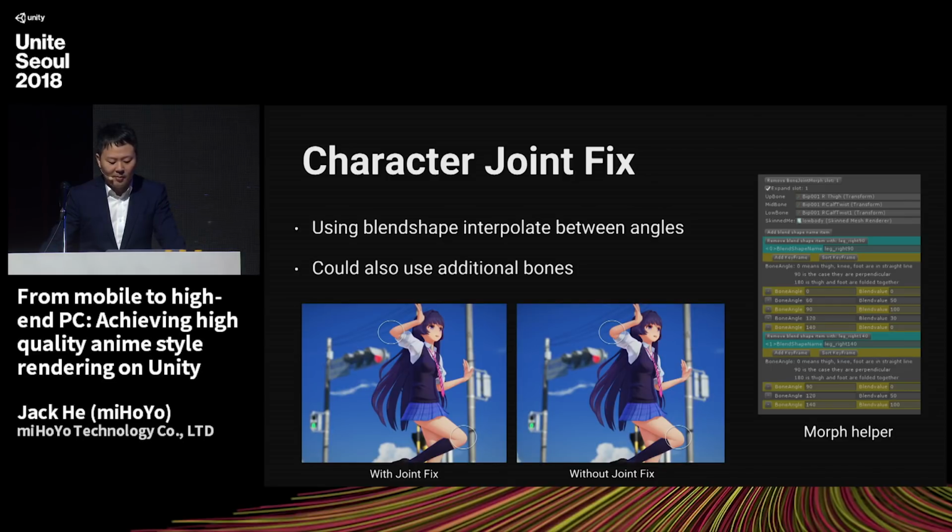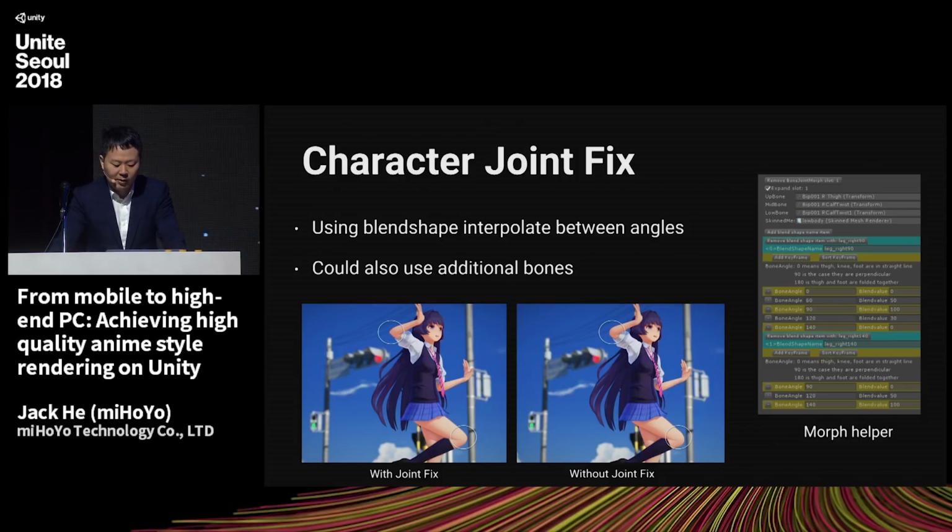Next, let's talk about the joint fix. When using the humanoid skeleton to animate in Unity, when the joint deformation is large, the shape becomes unfit to the human body structure. Therefore, we use blend shapes to correct the joint deformation by exporting the blend shape from the modeling tools. Then we use a script in Unity to interpret this blend shape based on the joint rotation angle.